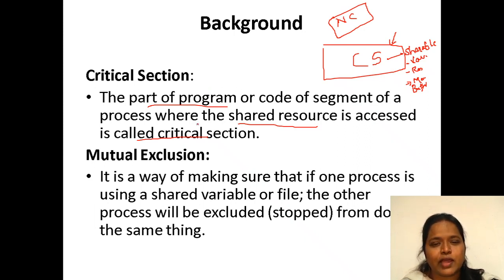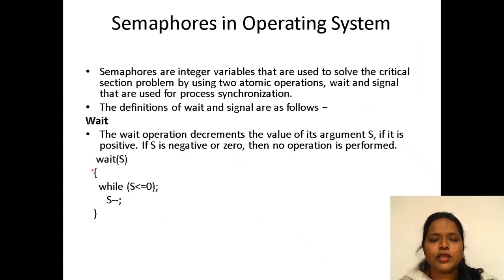So all the things we have seen in the last class. Mutual exclusion is nothing but we are going to make only one process execute. That only one process executing is nothing but satisfying the mutual exclusion property. So if one process is using the shared variable or a file, the other process will be excluded. This is what we call mutual exclusion. Fine. So here we will be going to have a semaphore in an operating system.